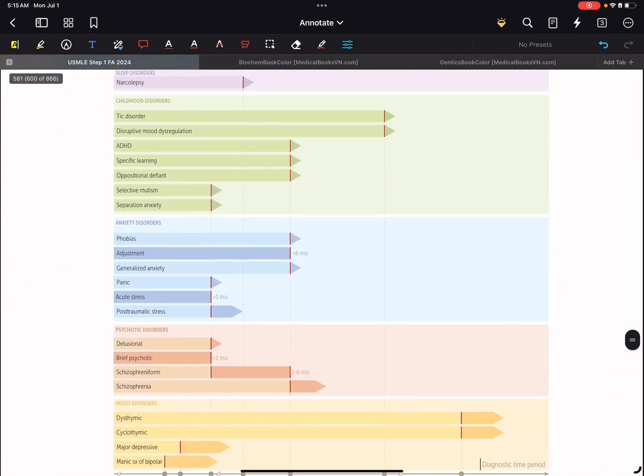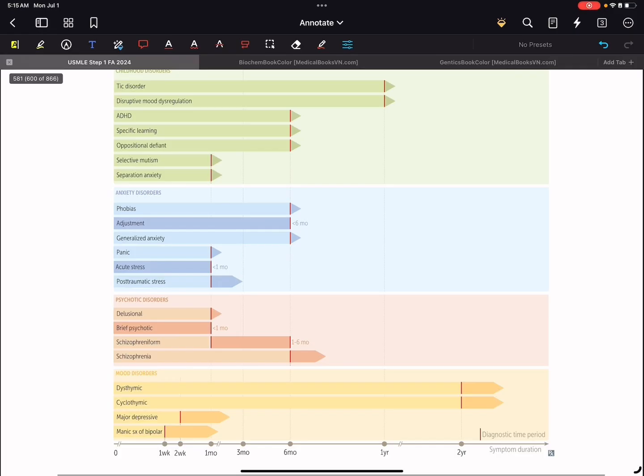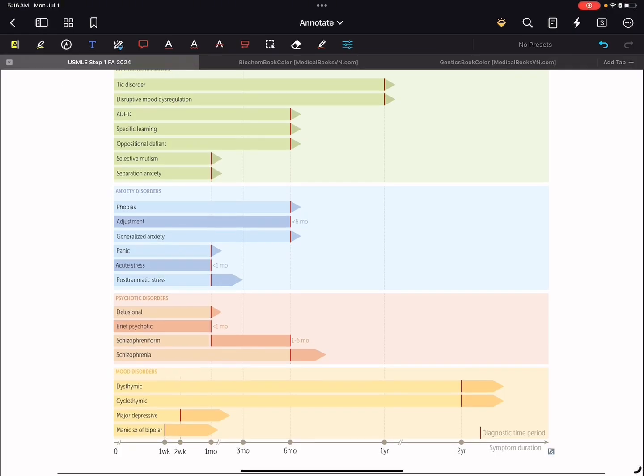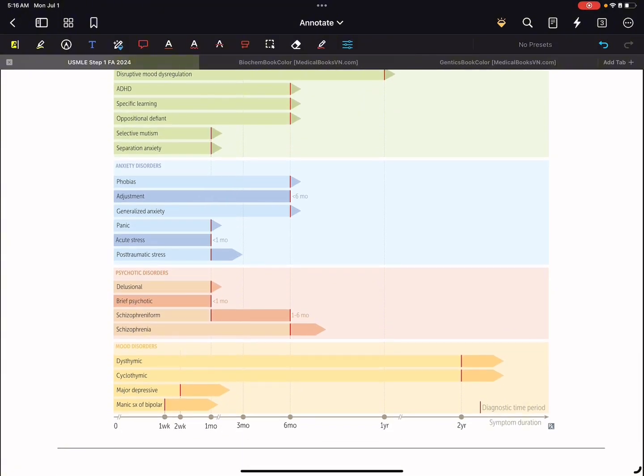Diagnostic criteria by symptom duration. Narcolepsy, 3 months. Childhood disorders, tics, 1 year. Disruptive mood dysregulation, 1 year. ADHD, specific learning, oppositional defiant, phobias, adjustment, generalized anxiety, schizophrenia, all of these 6 months. For 3 months, we only have narcolepsy. Selective mutism is 1 month. Separation anxiety, panic, acute stress, less than 1 month. PTSD from 1 month to 3 months.